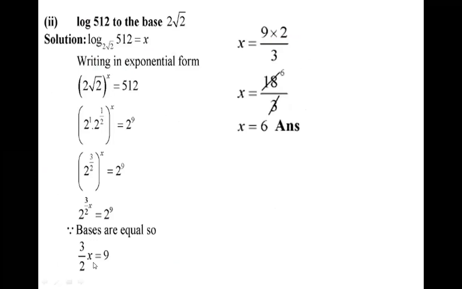And here x will be equal to 9 multiplied by 2 over 3. So after simplification, we will get that x is equals to 6. Therefore, log of 512 to the base 2 under root 2 is equals to 6.